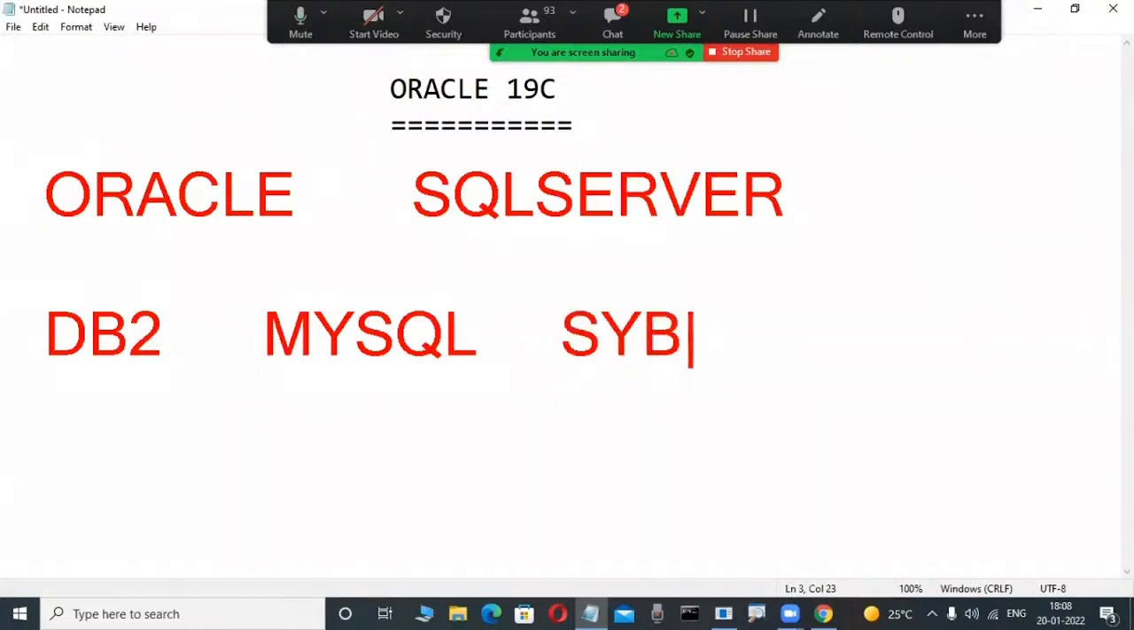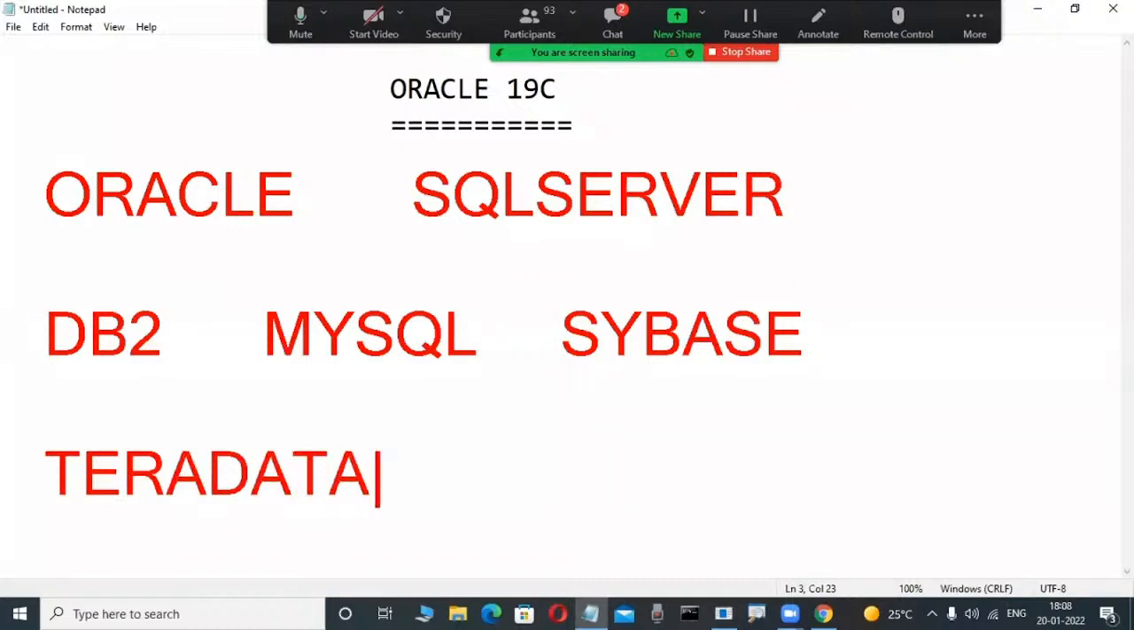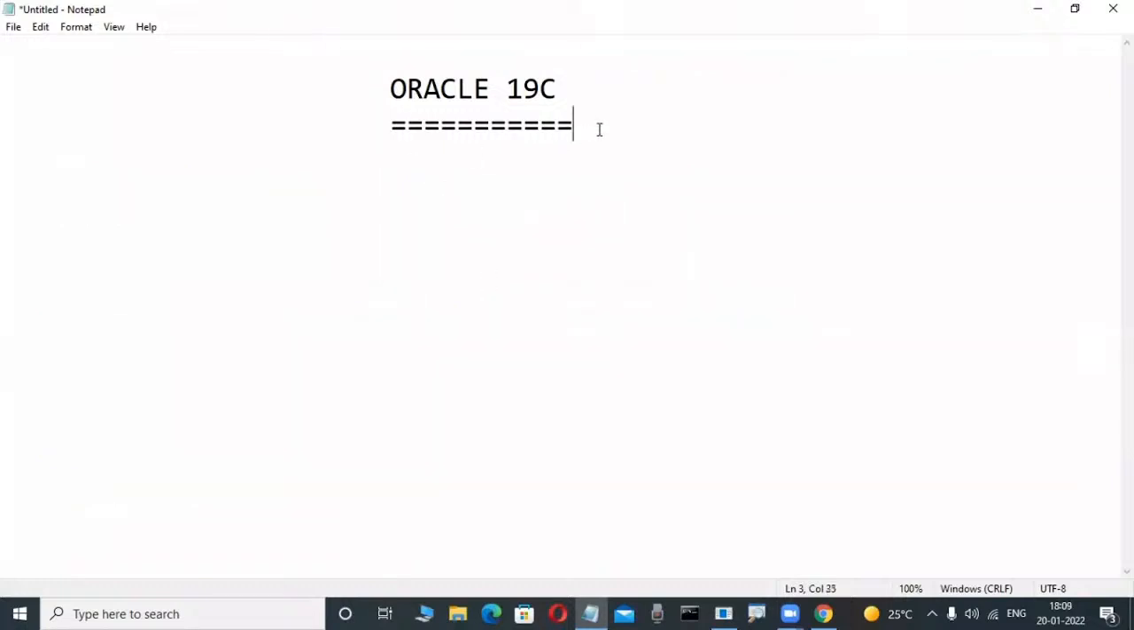Again, Sybase is a database product from Ingres Corporation. Again, Teradata. Maybe so many fellows have an idea, data warehousing application programmers. Teradata is a database product from NCR Corporation. SQLite is a database product. Like this, so many database products are there from different companies. That's why Oracle is always one of the popular database products. Okay, fine.